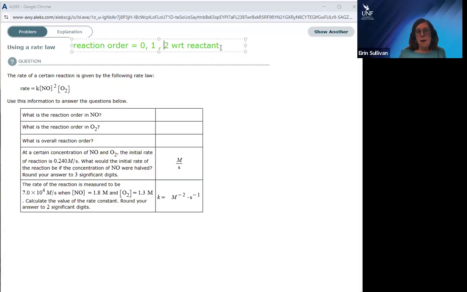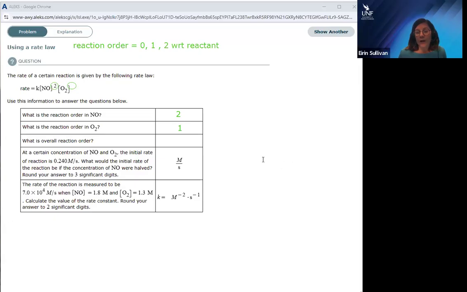If you don't see a power, then that is a first order reaction because something raised to the power of 1 is just that thing. Okay, so if we're asked for what the reaction order is in nitrogen monoxide, we're looking at this power here in the rate equation. So that is telling us it's a second order reaction in terms of the relationship between the concentration of nitrogen monoxide and the rate. Similarly, the reaction order in O2, if we don't see a coefficient there, that means the reaction order is 1. So it's first order with respect to oxygen.